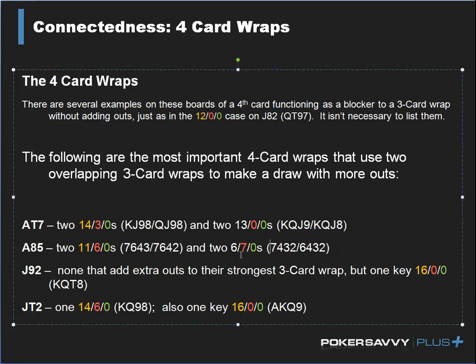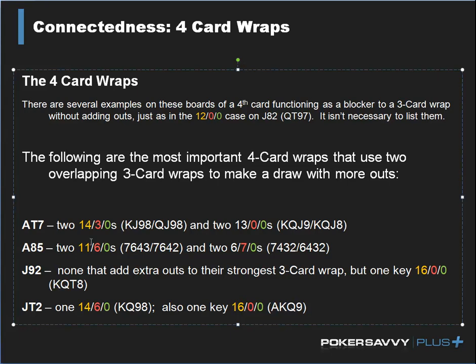Same thing's going on here, but just sort of flipped because the open ender is the non-nut thing here. It's the nut thing here. The gut shots combo is the nut thing here, and Ace 5 is the non-nut thing on this version of it. So those boards have the same wrap, same number of outs, but different nuttiness.